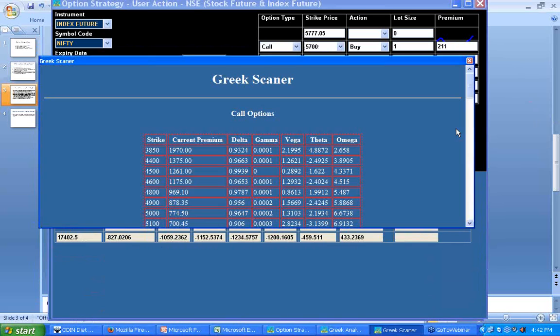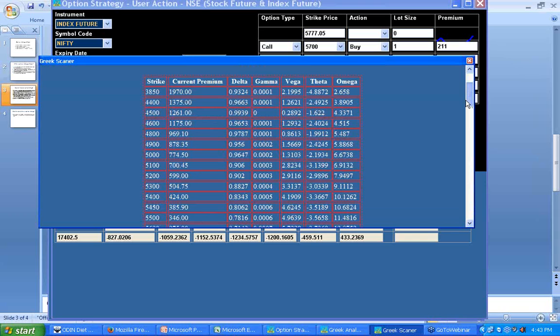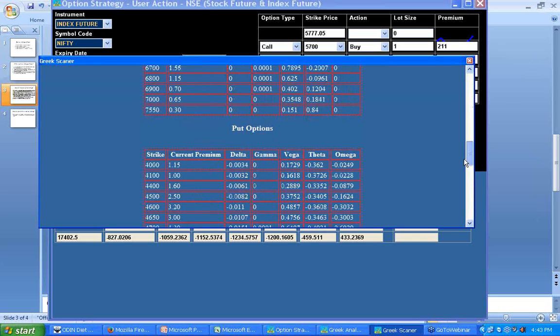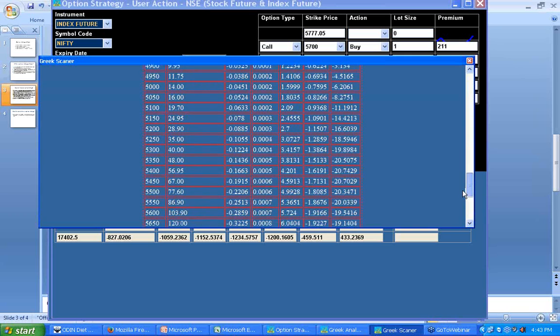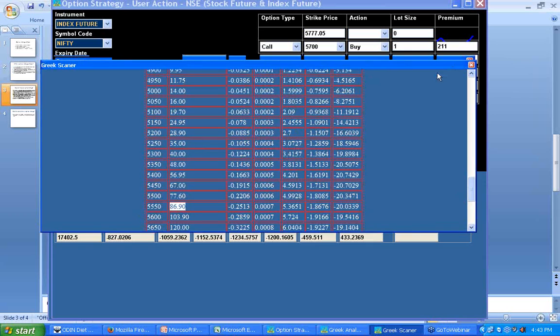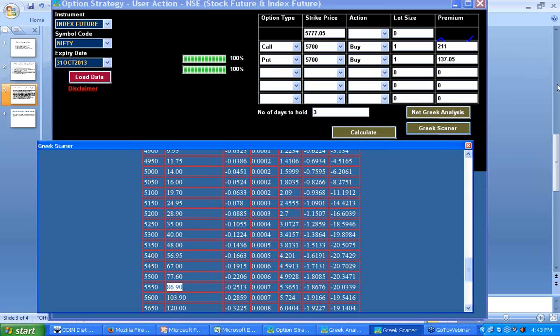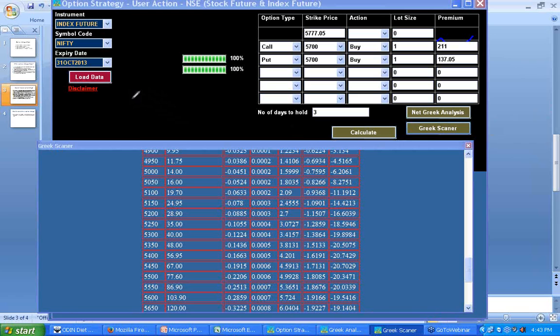I'm just going for a Greek scanner. I'll just hit this button, so I'll get the Greeks of all options currently available. I need a 0.27 Greek, which is coming to the 5,550 put at 86.9. If I buy a 5,550 put option, one lot, then my delta will reduce to 0.